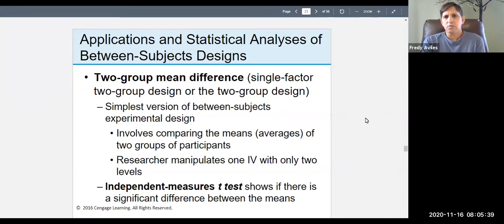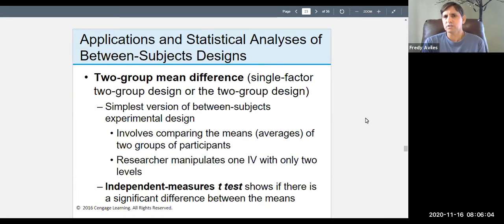Today we are going to be continuing with our chapter on experimental designs, where we compare between subjects designs and within subjects designs. We were talking about between subjects designs last time, and this is where we left off. We talked about what between subjects designs are and some of the strengths and weaknesses, and now we need to talk about some applications of these between subjects designs.